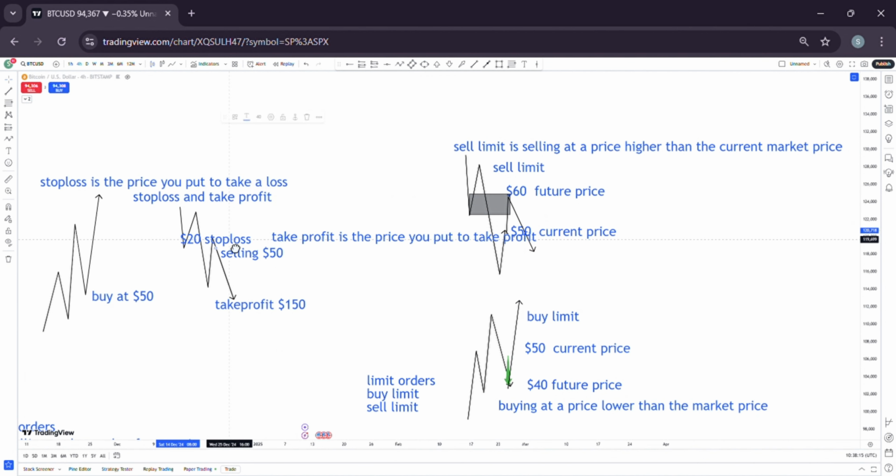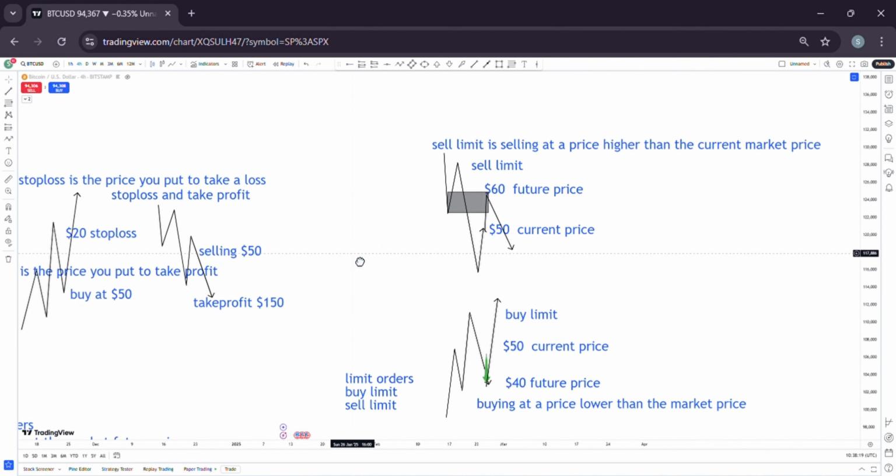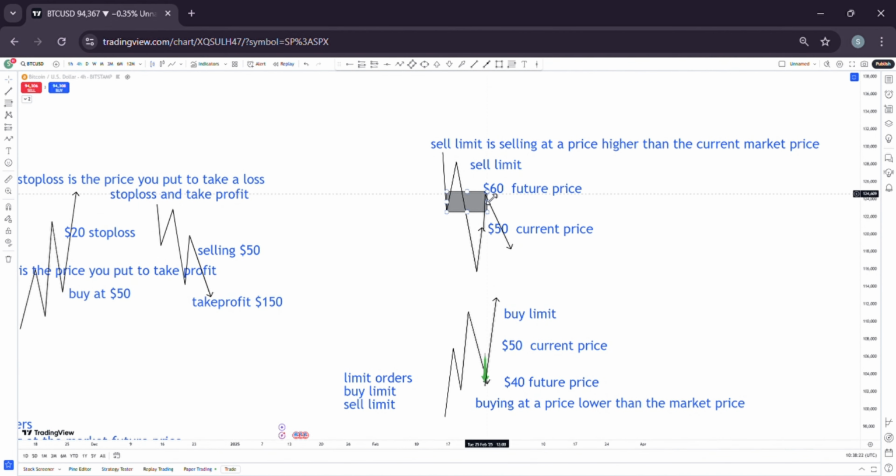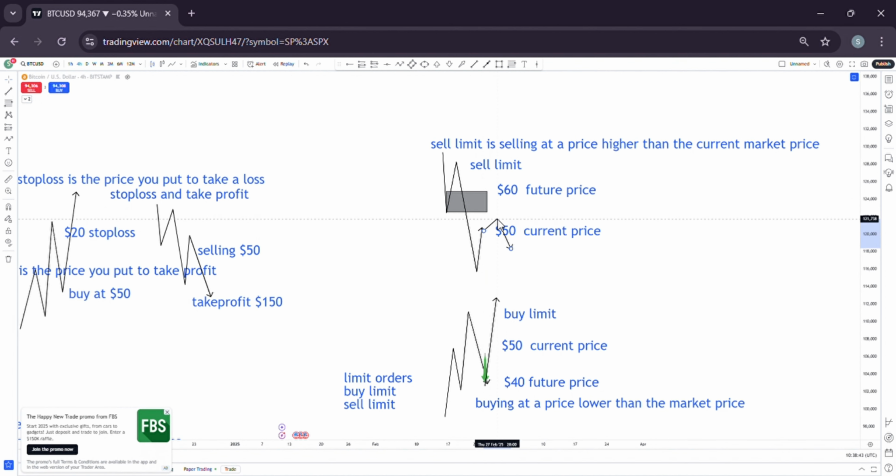Now the sell limit is the opposite of the buy limit, which is you are selling at a higher price than the current market price. So for sell limits, for example, the current market price is $50. We don't want to sell at $50. We want to sell at a future price or an anticipated price of $60.